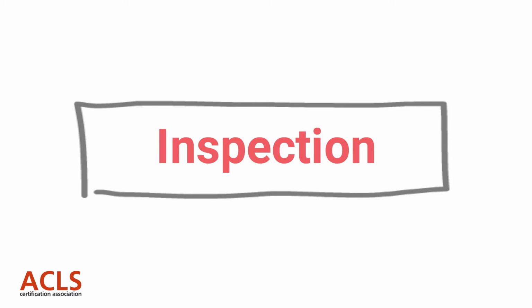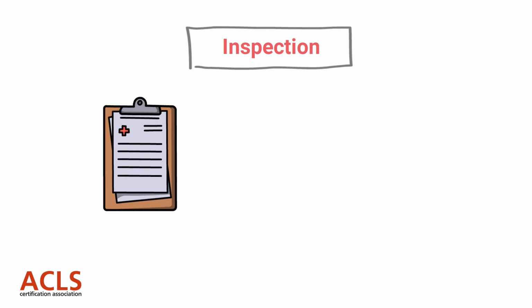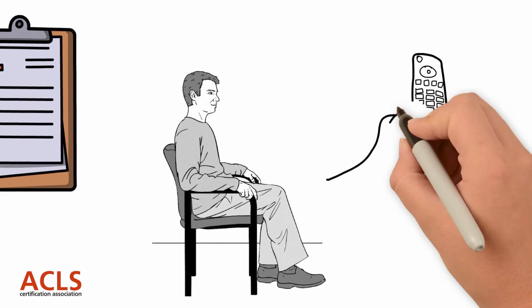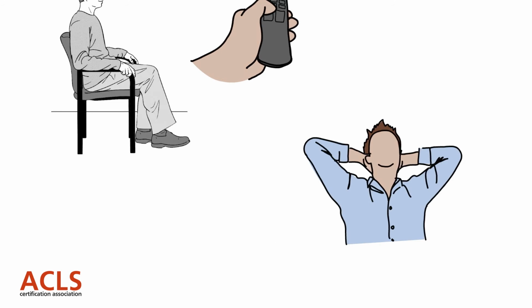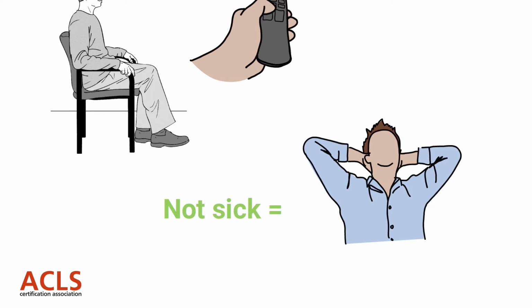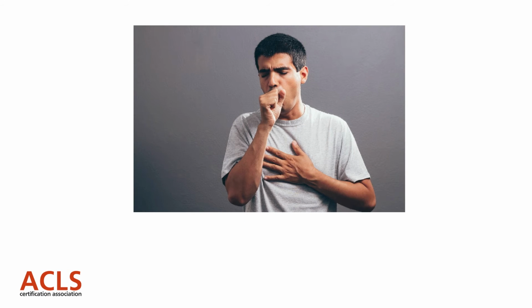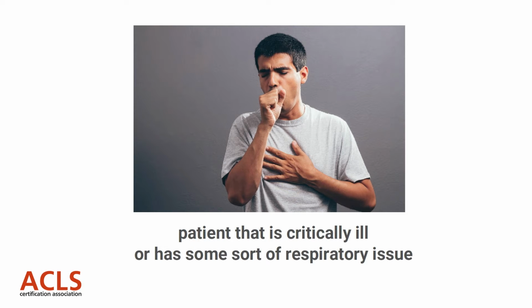You can gather so much data about your patient the minute that you walk into your patient's room. You can tell if they're sitting up in the chair, sitting there with their clicker, watching TV, they don't have any oxygen on, they're not struggling to breathe. This patient can be very quickly labeled as not sick. On the other hand, you are looking at several different things in a patient that is critically ill or that we know has some sort of respiratory issue going on.